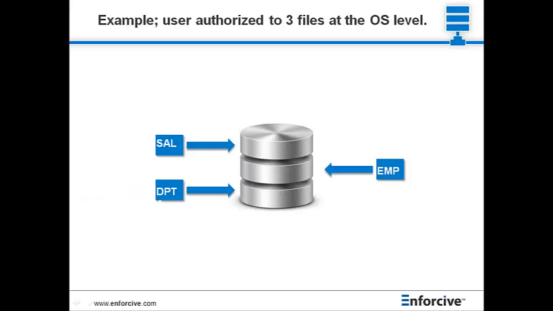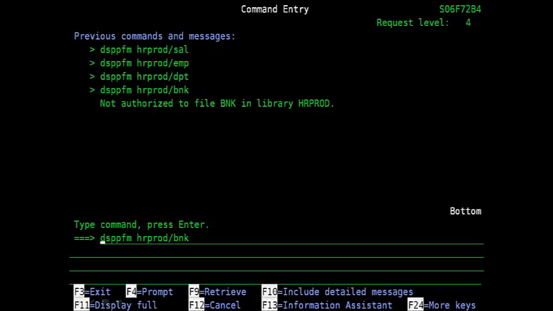I'm going to do that using an example of a library which has 4 files in it, and one of my profiles has been authorized at the operating system level to 3 of those files: the salary file, the department file, and the employee file. Just to prove the point, here I've signed on to the green screen. I've made a display physical file member command to my 3 files that I'm authorized to, and then the fourth file in that library that I was working with, I'm actually currently not authorized to, but the first 3, yes, I'm authorized to those.